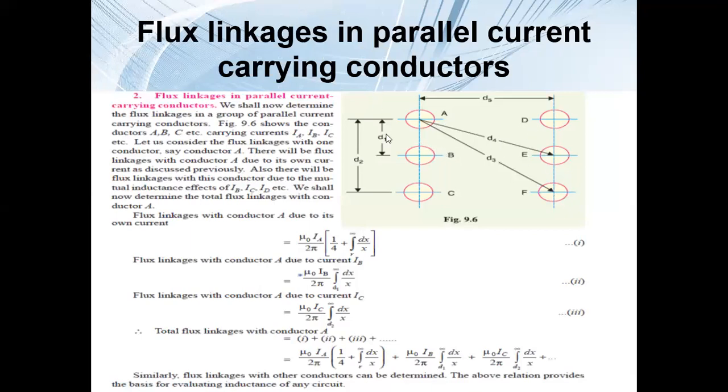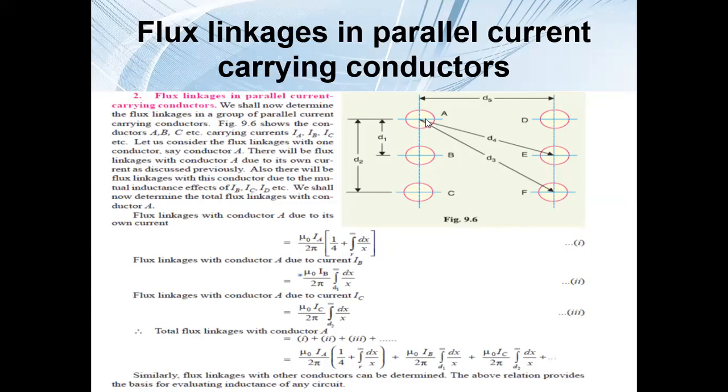Each conductor is carrying a current: IA, IB, IC, and here ID, IE, and IF. Their mutual distances are also given. Between A and B it is D1, between A and C it is D2, between A and D it is D3, between A and E it is D4, and between A and F it is D5. Now we would like to calculate the total flux linkage of conductor A.